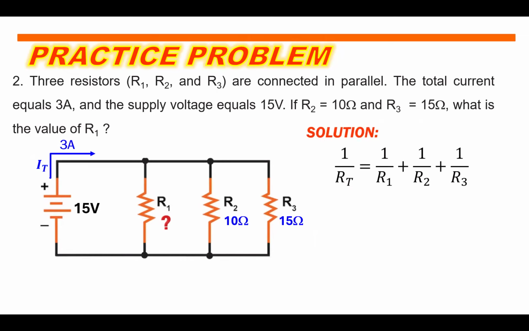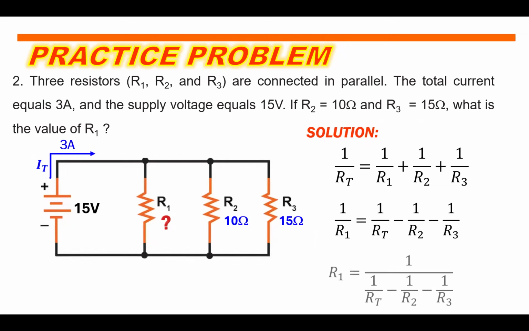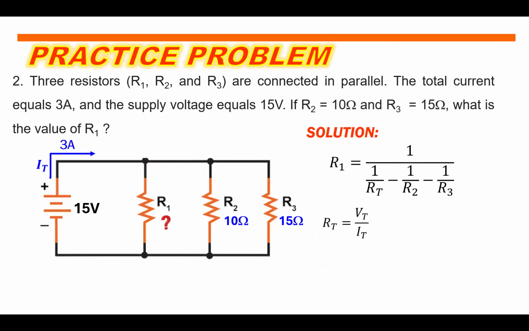So again, for the solution, using the equation of the total resistance and rearranging it to solve for the value of R sub 1. Since the value of total resistance is unknown, we have to solve it first. Using Ohm's law, that is equal to total voltage over total current, which is 15 volts, our supply voltage, over 3 amperes, the total current. That will give us 5 ohms.